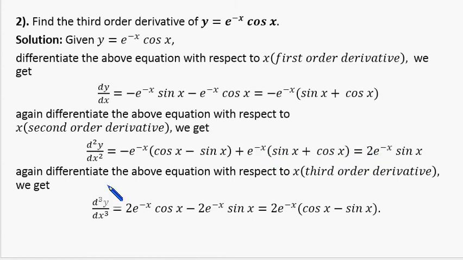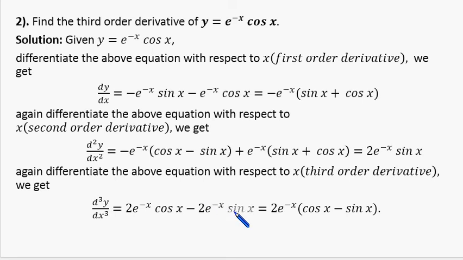Again we differentiate the above equation with respect to x, to get the third order derivative. We get d³y/dx³ equals, here also we have to use the product rule. 2 is a constant term, and the derivative of sin x is cos x. We can keep e^(-x) as it is, plus 2 into the derivative of e^(-x), which is minus e^(-x).